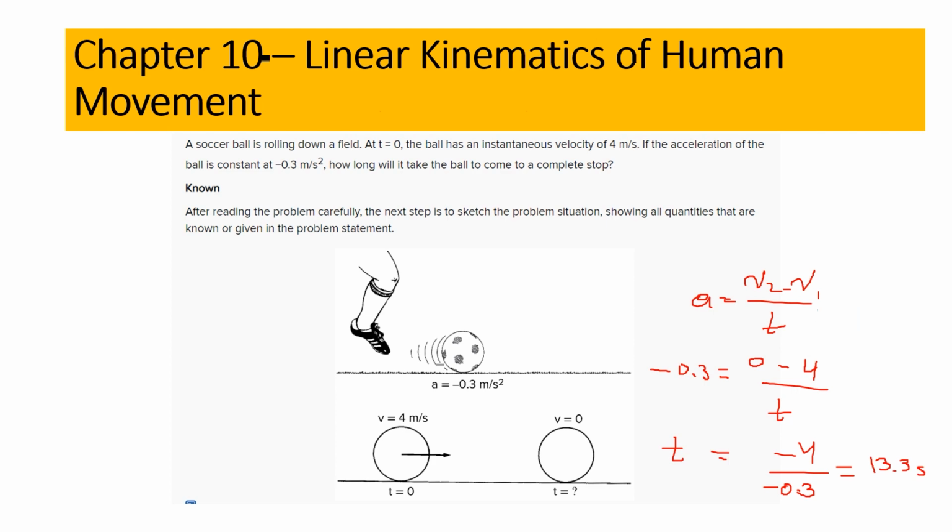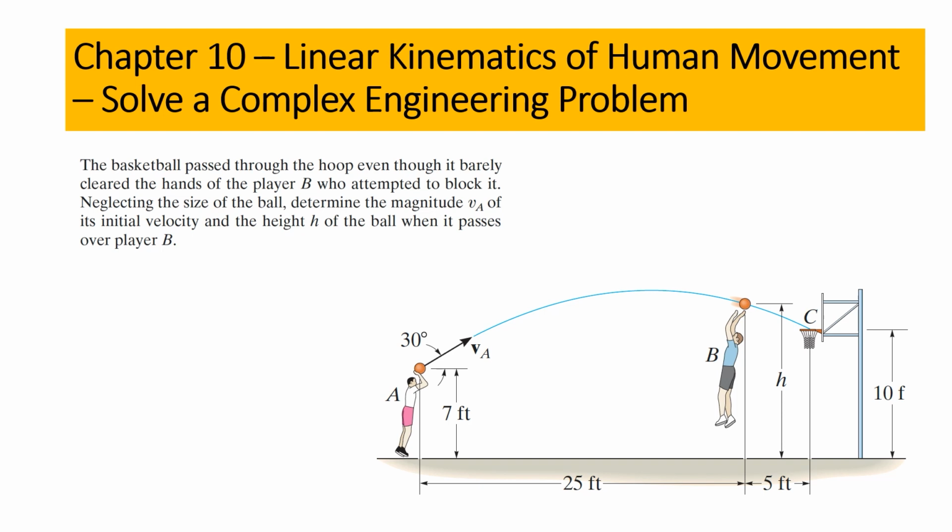Now, let's go into a big one. This is another problem that has to do with solving the equations of motion. Remember, you can break any problem into vertical and horizontal components to solve them. Now, here's a question. We have a basketball passed through the hoop, even though it barely cleared the hand of player B, who attempted to block it. Neglect the size of the ball, find vA, its initial velocity, and the height of the ball when it passes over player B.